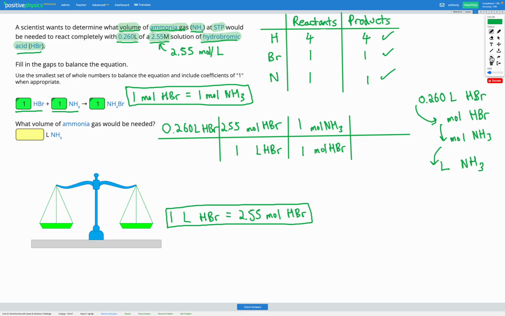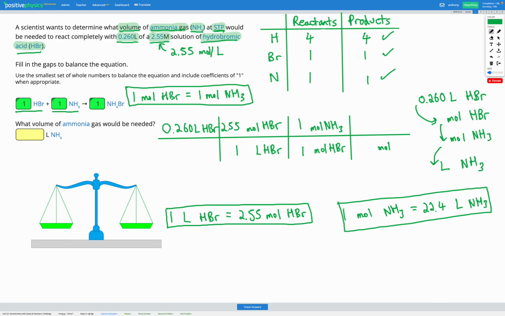Finally, we want to get from moles of NH3 gas into liters of NH3 gas. And we're told in the question we're at STP. Remember, STP tells us that 1 mole of our gas is going to take up 22.4 liters. So that's going to be our conversion factor for our gas volume in the last step. So I'm going to have moles of NH3 on the bottom so that that will cancel out. Liters of NH3 on the top because that's what we're trying to find. And 1 mole of NH3 gives 22.4 liters of NH3 gas. Awesome. So we've got our dimensional analysis table ready.